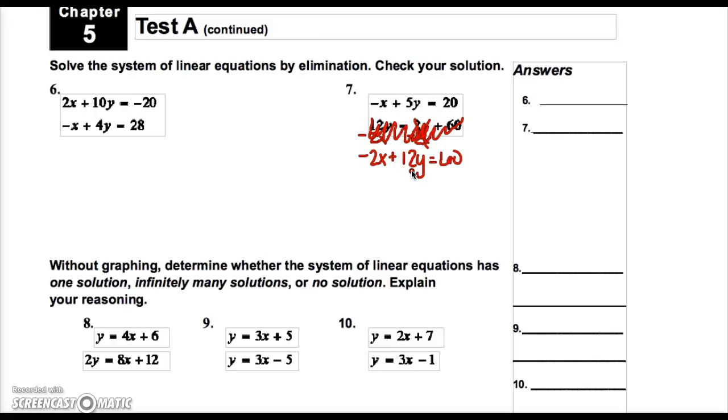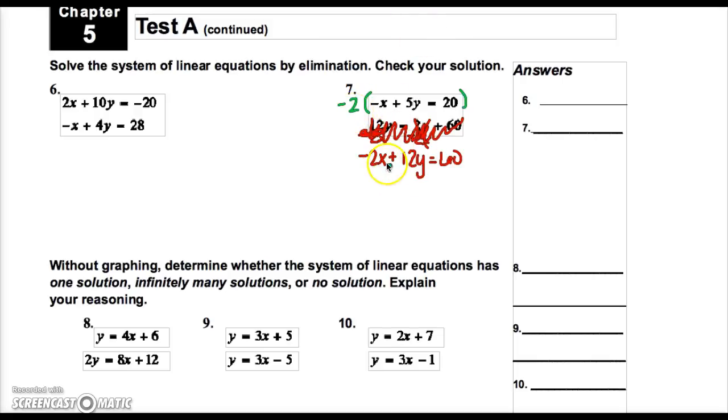Now, as I look at it, nothing is going to cancel. I have a negative x and a negative 2x. I have 5y, 12y. Nothing is an opposite. But what I'm noticing is that the easiest thing to make an opposite would probably be the x's. Now here I have negative 2x. If I could make this top one a positive 2x, it will cancel everything out. So in order to make this a positive 2x, I'm going to have to multiply it by a negative 2, because two negatives would make it a positive.